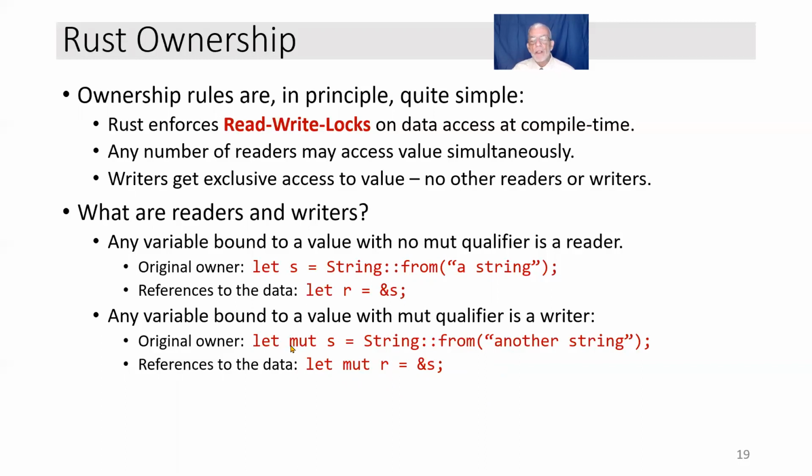You might notice that by default, Rust variables are immutable, unchangeable. You have to opt in to changeability. And that's a good thing.